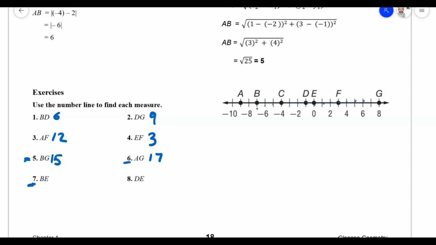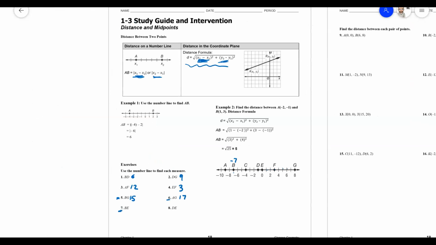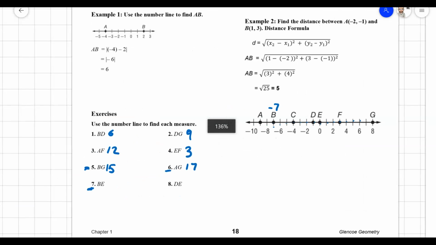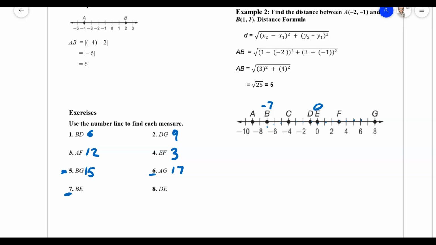How about for BE? To get from -7, which is where B lives, to E, which is at 0, would just be 7. Okay? And then finally DE. From D to E, we're at -1 to 0. We should have just said 1 for D to E.